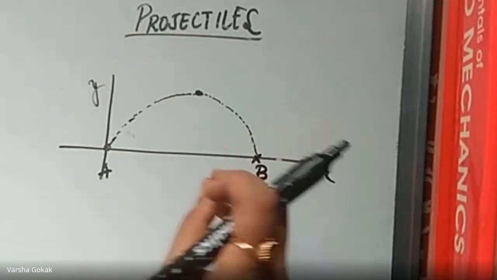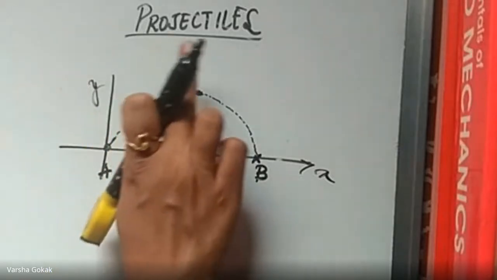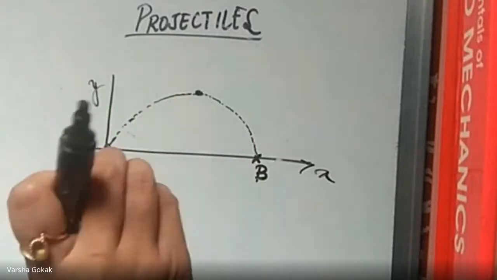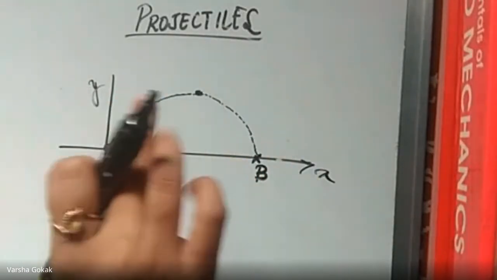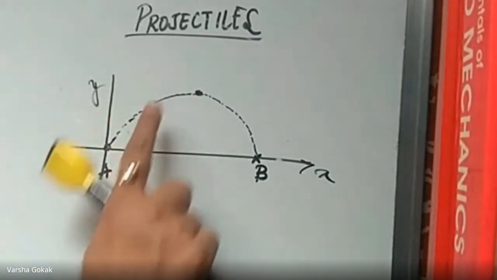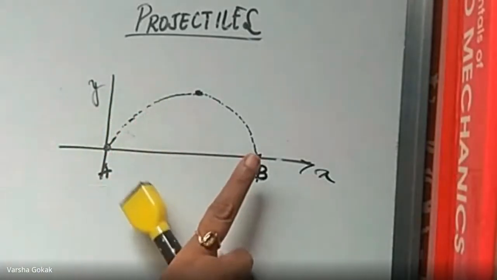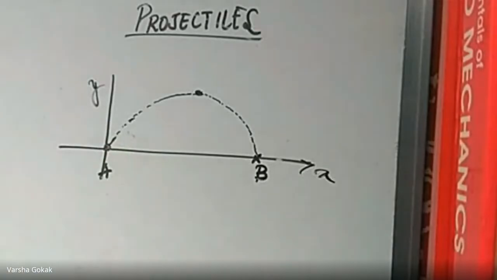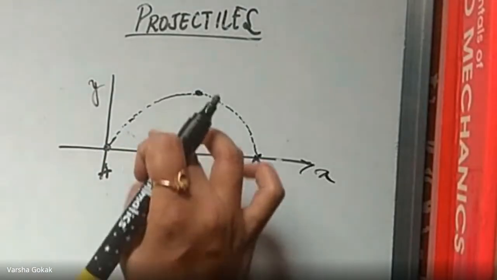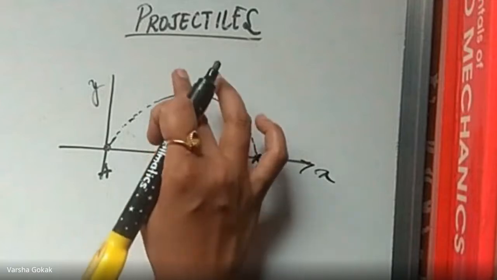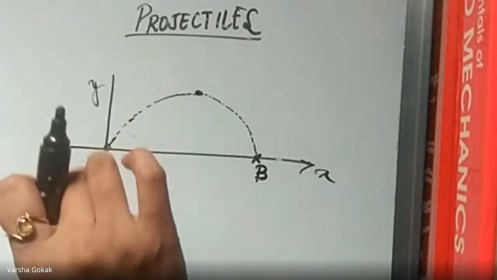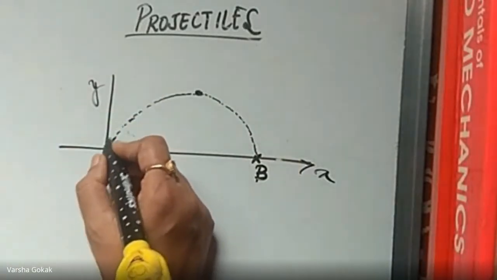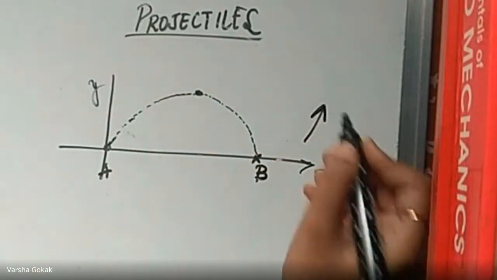If I want to define it, you can say: if a particle moves along a curved path when freely projected in air, and it has the combined effect of vertical motion as well as horizontal motion, then this is called a projectile. Okay. Now, the vertical component of motion is subjected to gravitational acceleration because the ball is going up, going against gravity.